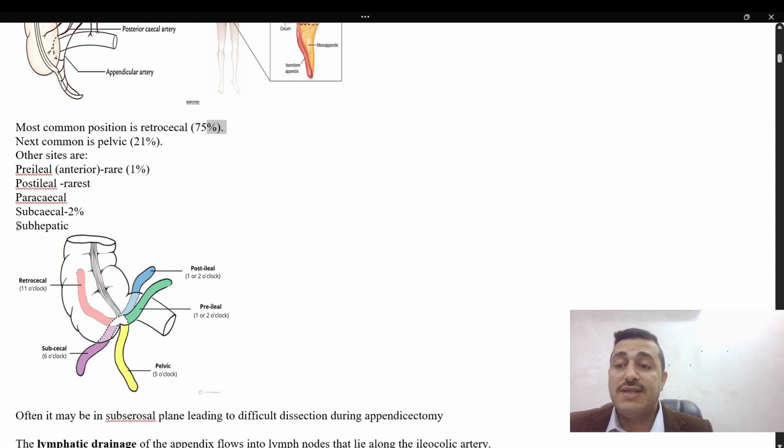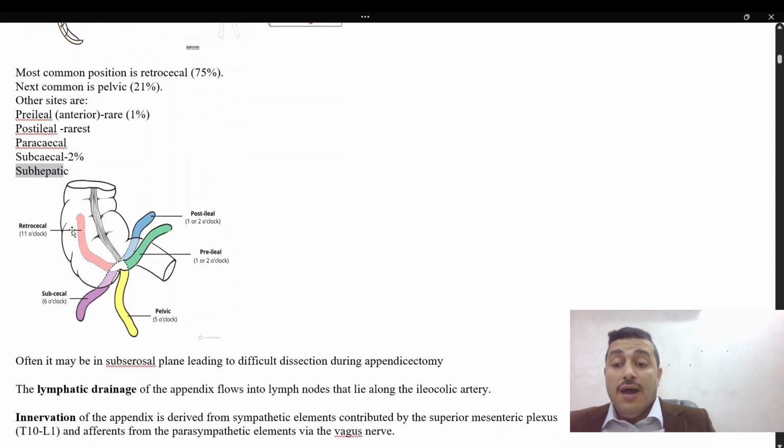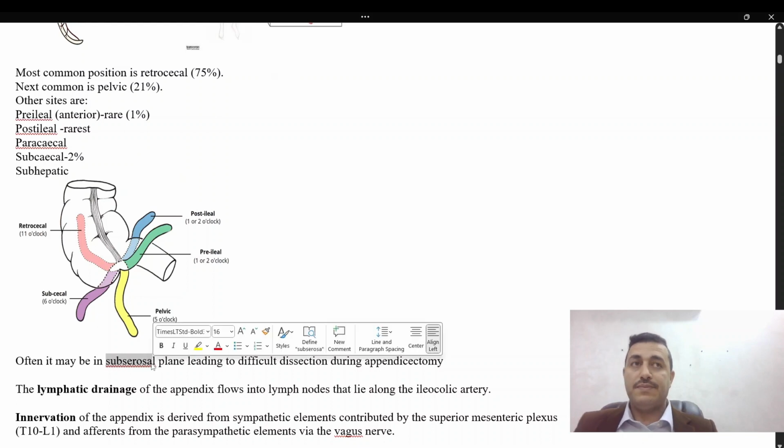Another location is the subhepatic, which is difficult for the surgeon to reach from the classic appendectomy incision. Another location for the appendix is subserosal, under the serosa of the cecum. So it's difficult to remove it and even to notice it.